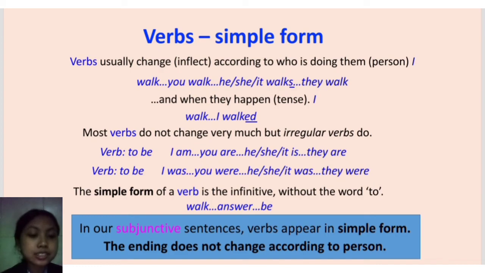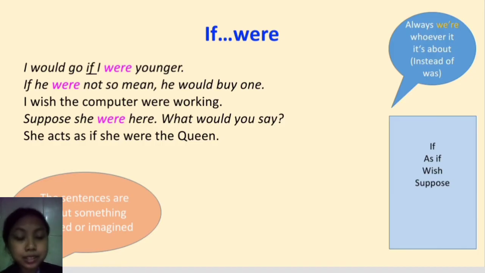And the next is the second way of using subjunctives, which is the if... were pattern. For examples of the sentence, the first one, I would go if I were younger. If he were not so mean, he would buy one. And then I wish the computer were working. And then suppose she were here, what would you say? And the last one, she acts as if she were the queen.